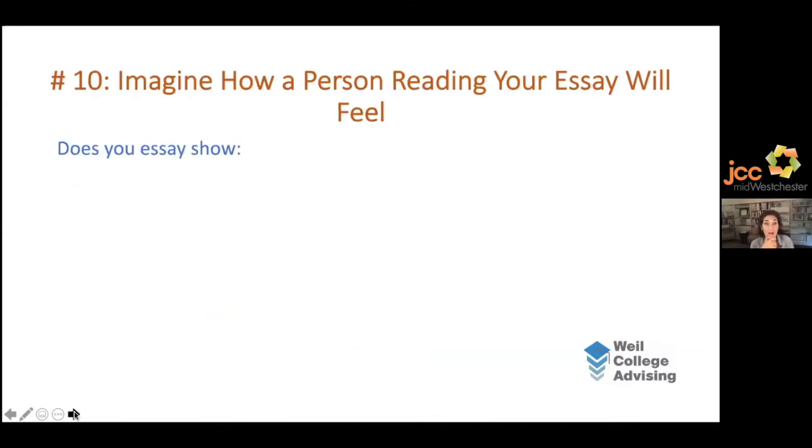Tip number 10, and we're already getting to the last one. This I would like you to keep in mind. Imagine how a person reading your essay will feel and what they will think about your essay and about you. Does your essay show growth? Very important. Does it show self-reflection?